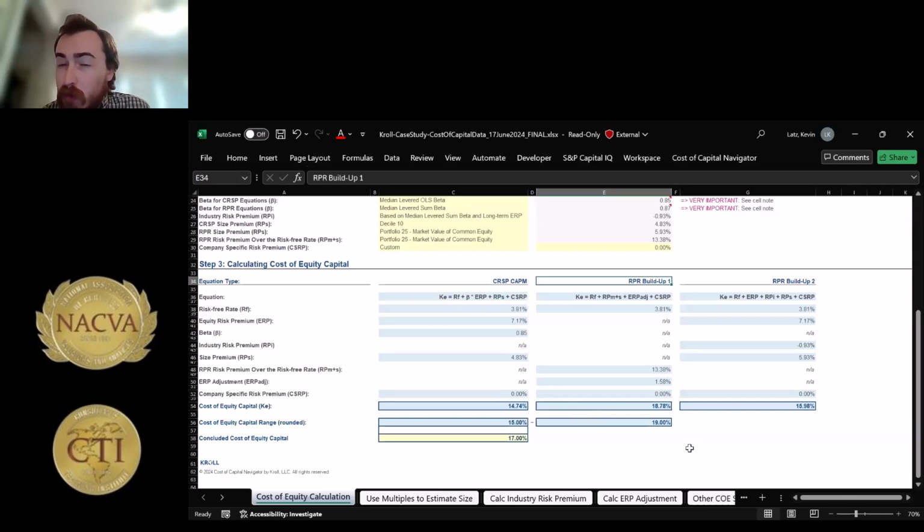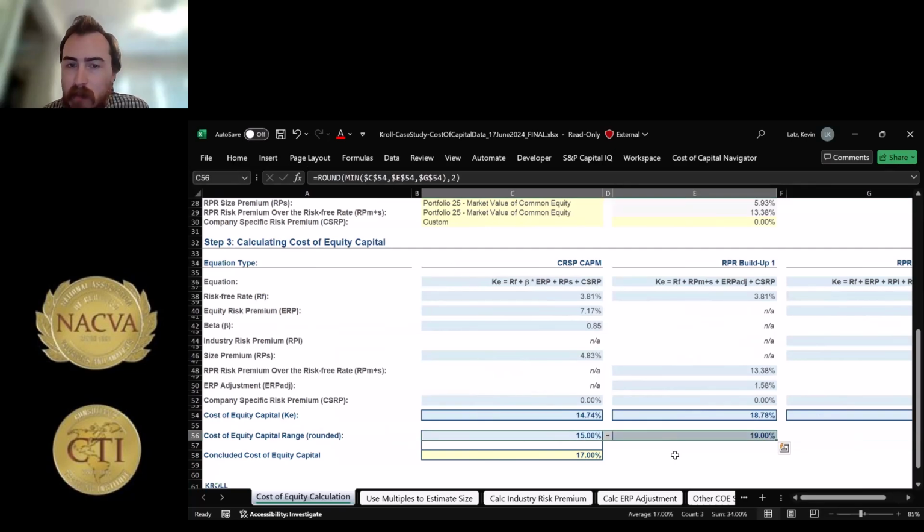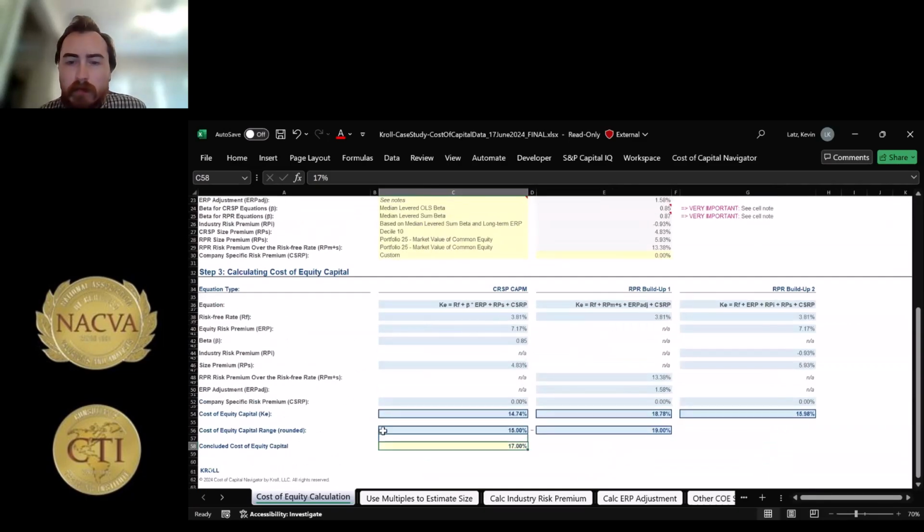Here we're using the risk premium report study size premium with build-up 1, which is using the ERP adjustment that we talked about. And then here we're doing the risk premium report study with build-up 2, which is using an industry risk premium instead of a beta. And we can see the range of cost of equity that we're now establishing down here, 14.7 to about 18.8 on the high end. If we round that, 15 to 19, and then we have our concluded cost of equity of 17%. But these are just three methods that we've chosen.